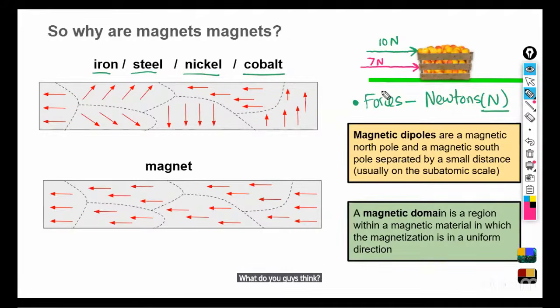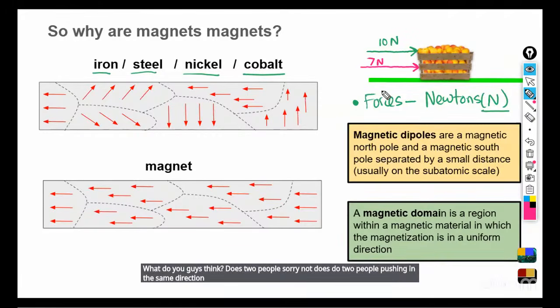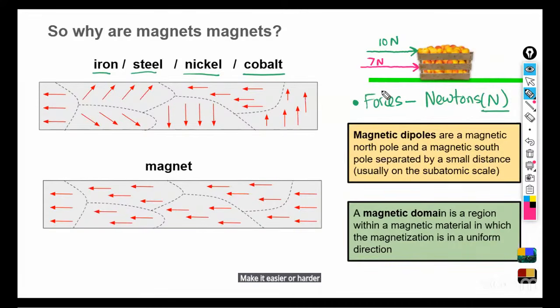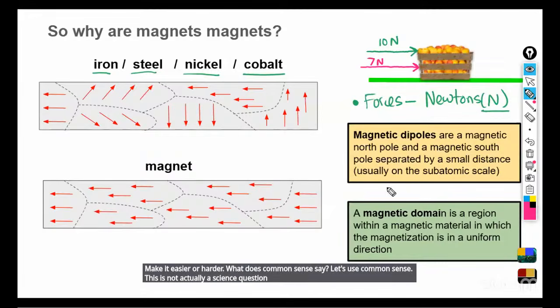Do two people pushing in the same direction make it easier or harder? What does common sense say? Let's use common sense. This is not actually a science question. That's common sense. Right. And the answer is yes.